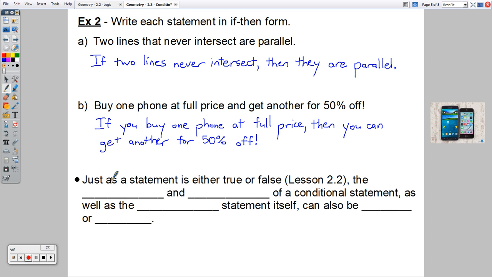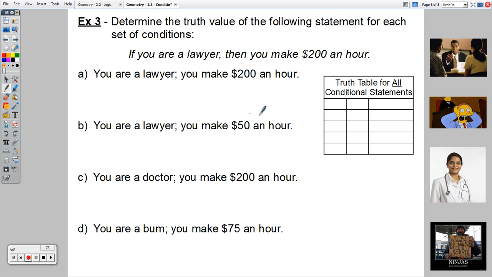Moving on to the next bullet point. Just as a statement is either true or false, we learned that in lesson 2.2, the hypothesis and conclusion of a conditional statement, as well as the conditional statement itself, can also be true or false. So we are going to practice some truth tables again with this lesson. We learned about truth tables first in the previous lesson. We'll have a couple to fill in here as well.